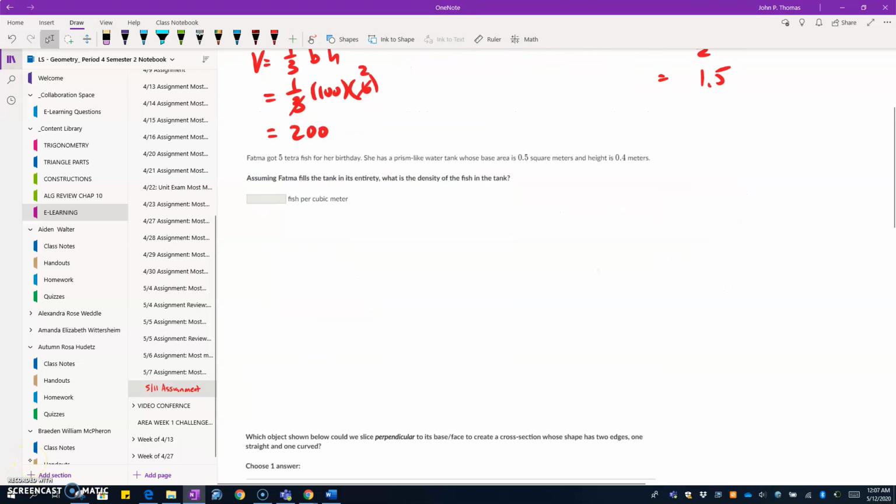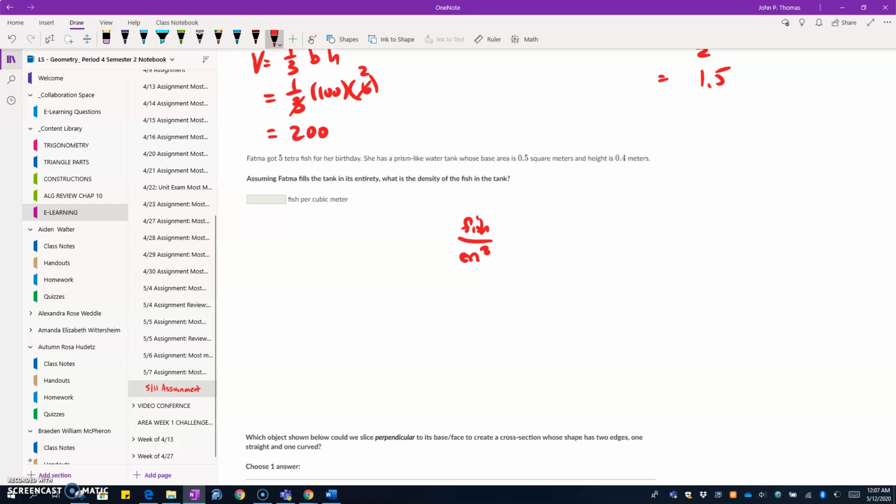Okay, our next most missed question also dealt with density. So when we look at this, we're going to look to the units to help us out, and this is fish per cubic meter. So fish per meter cubed. And it says that we have 5 fish in a prism-like water tank, whose base is 0.5 square meters, and whose height is 0.4 meters.